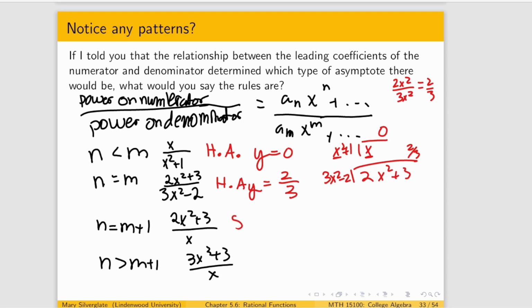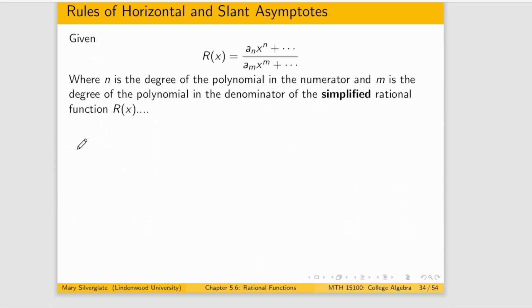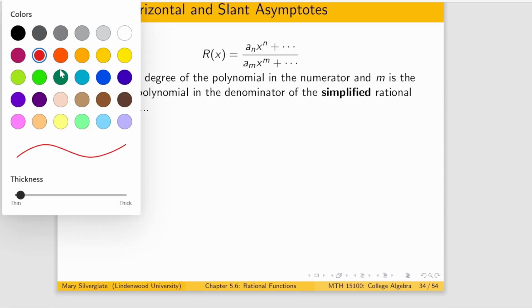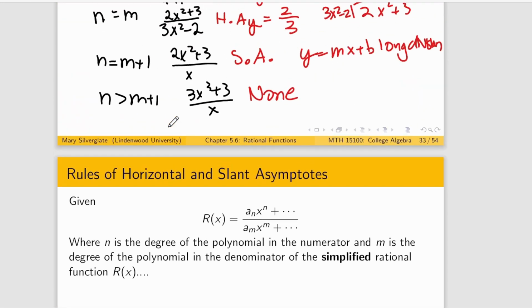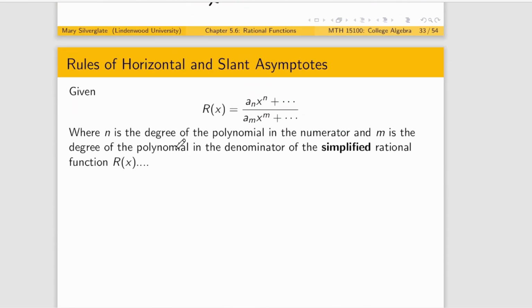For the next one, that's when you have a slant asymptote, and then you have to get the y equals mx plus b using long division. There's no way to just do it more quickly than that. And the last one will always turn out to be none. And that's exactly what this is saying here. So in particular, this is just sort of repeating exactly what we just said.